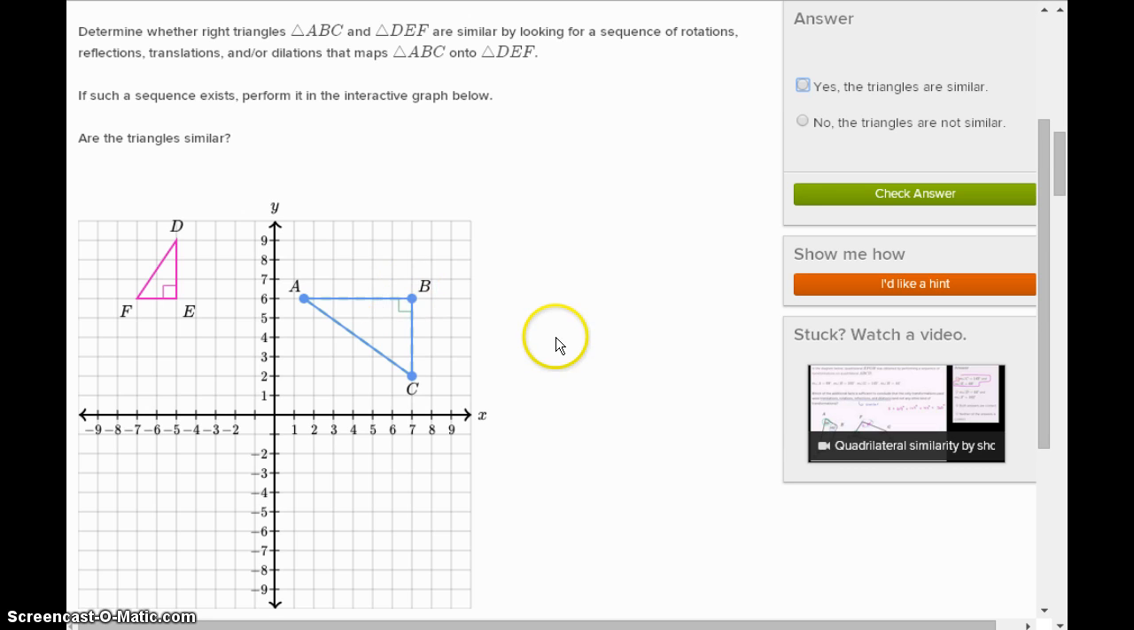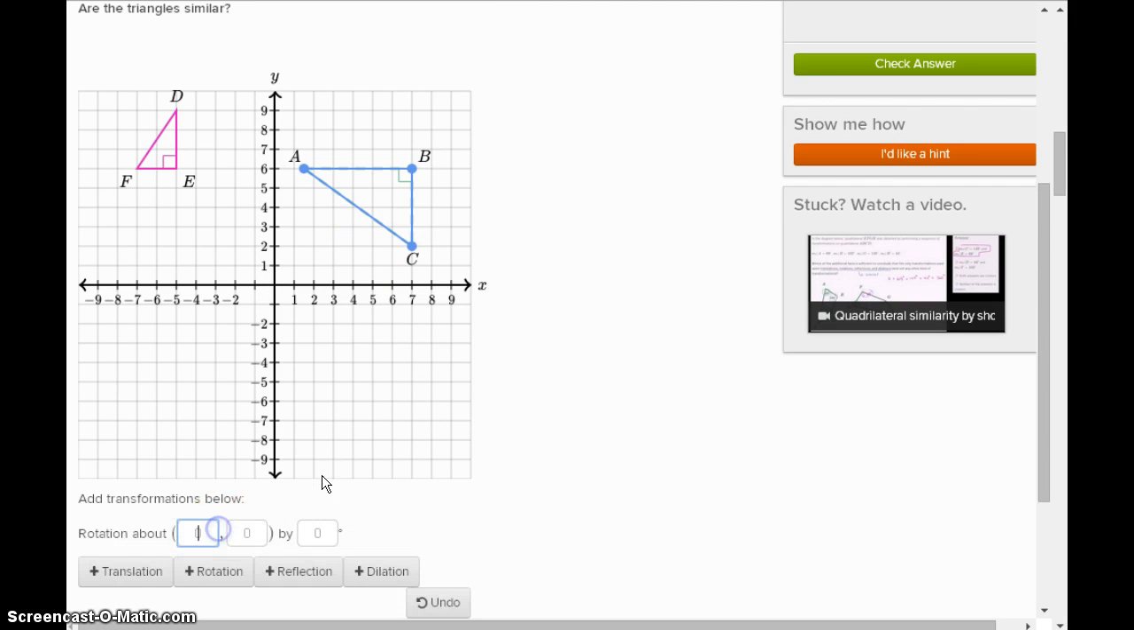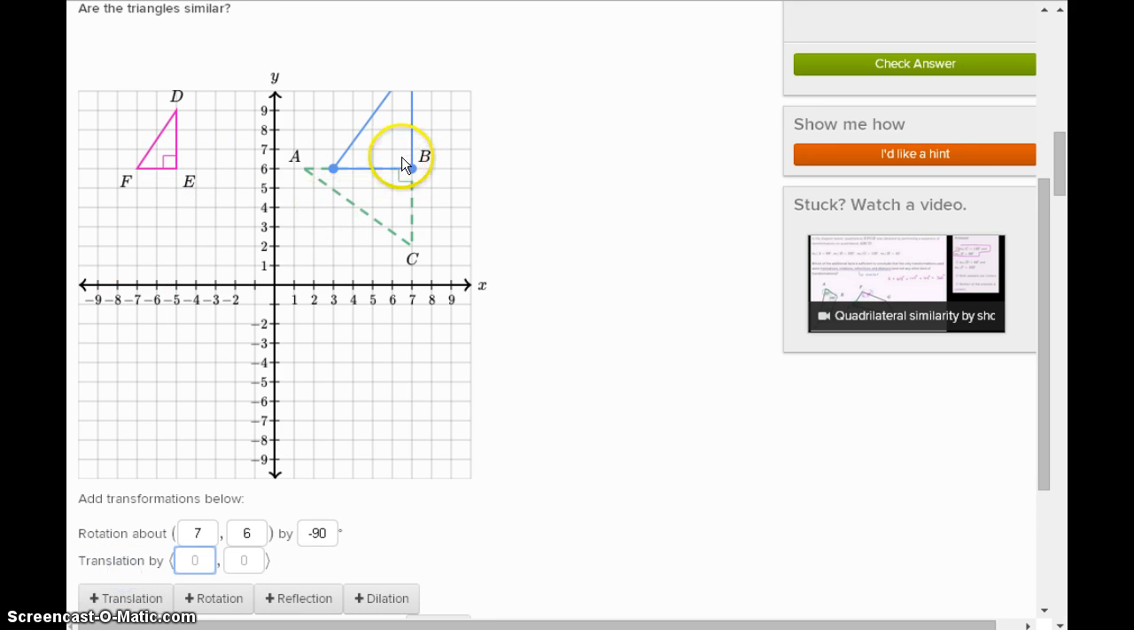So I come down here. I'm going to rotate about this point right here, which is (7, 6). So I put that in, 7, 6. I'm going to rotate it 90 degrees, so that's a negative 90 degrees is how they do it here, right? And then I'm going to translate. I'm going to move B to the left. I want to go directly to the left, so there's no shifting up. It's going to stay there.